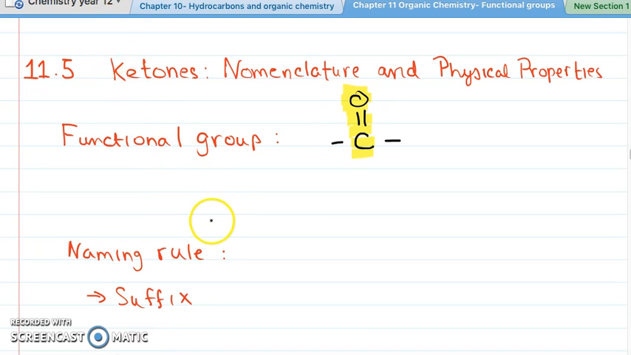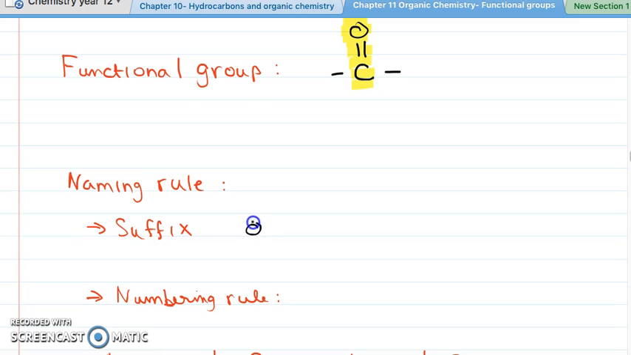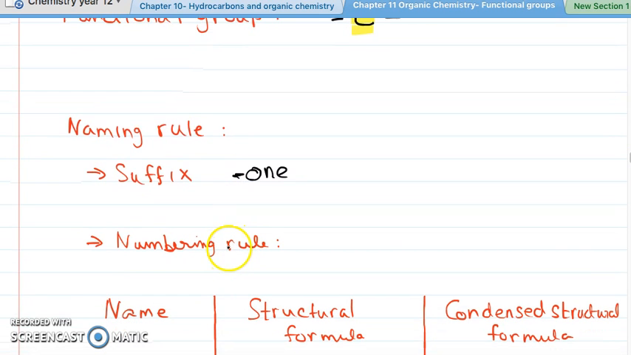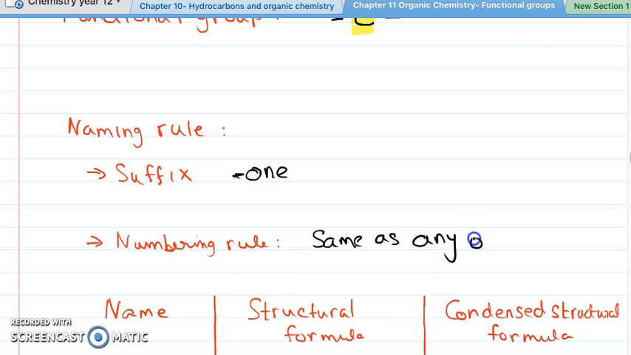So how do I name it? Aldehydes were named with "al." Ketones have the suffix O, N, E. Just end the parent name with O, N, E. And what's the numbering rule? Unlike aldehydes, ketones don't have to be given priority or given position number one. Numbering rule is same as any other substituent.